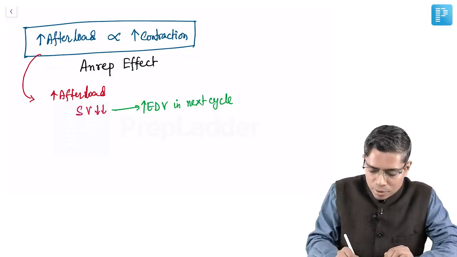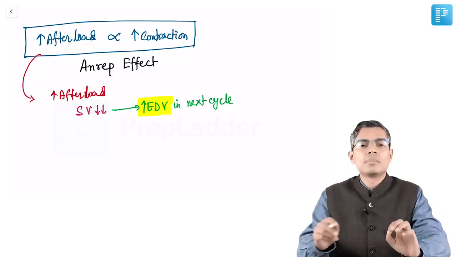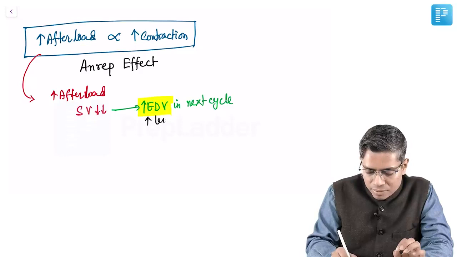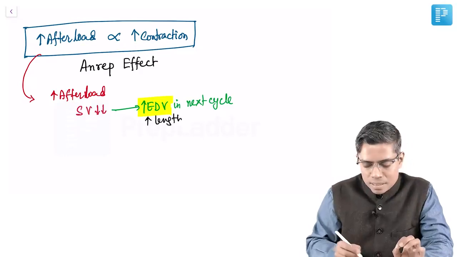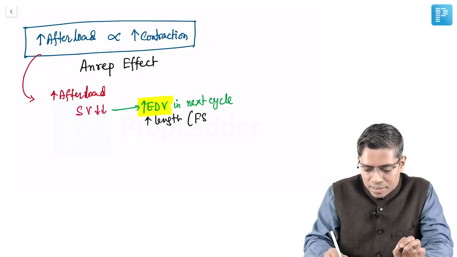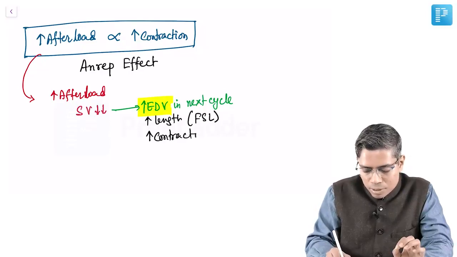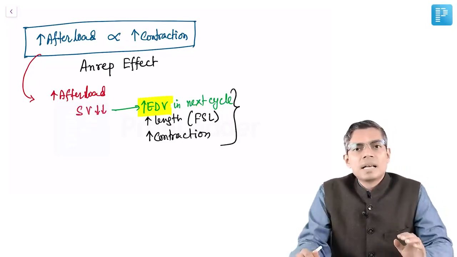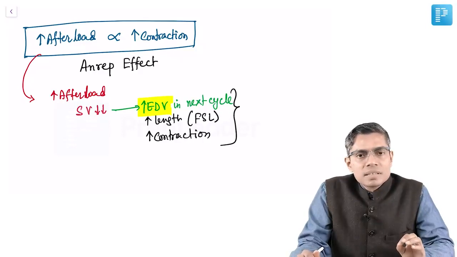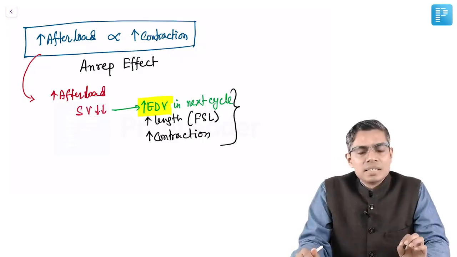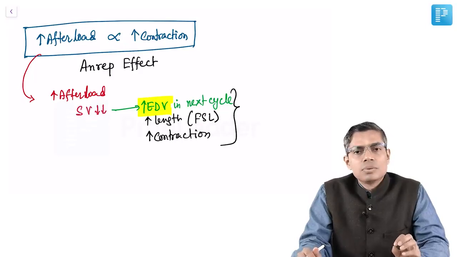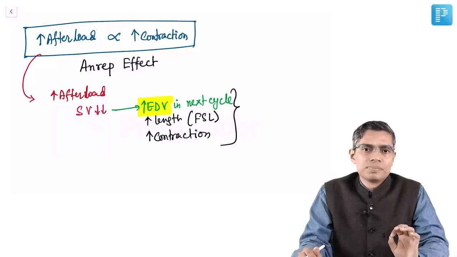If your end diastolic volume is increased, what will happen to the myocardium fiber length? There will be increased myocardium fiber length. If there is increased myocardium fiber length, the Frank-Starling law will be applied, and that will lead to increased force of contraction. Getting my point? This is the reason given for Anrep effect, that whenever there is an acute increase in afterload, there will be increased force of contraction of the ventricle, and that is due to increase in end diastolic volume, right?